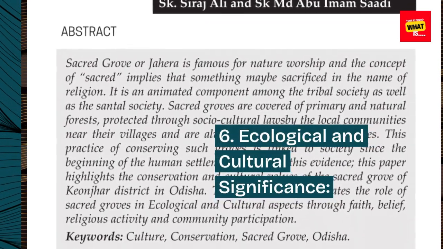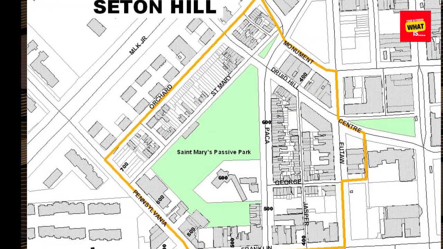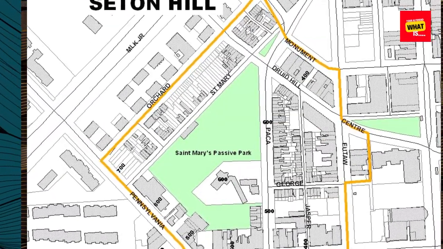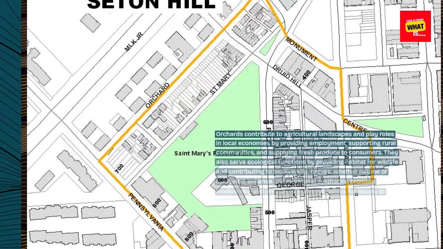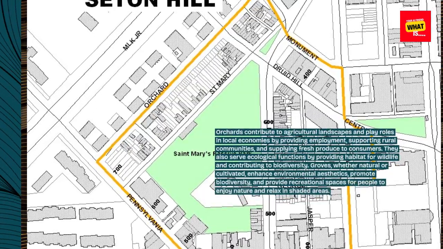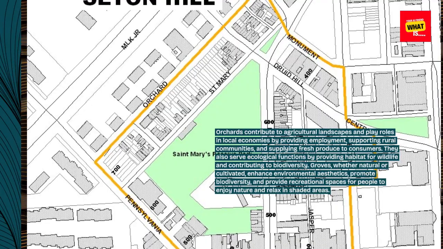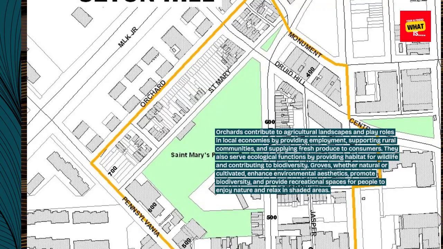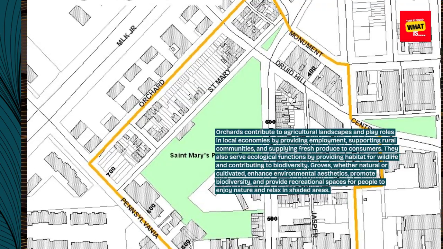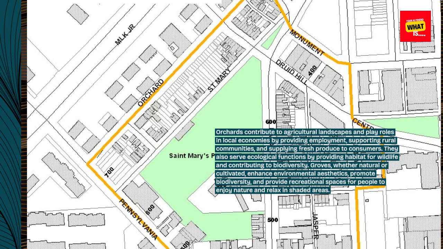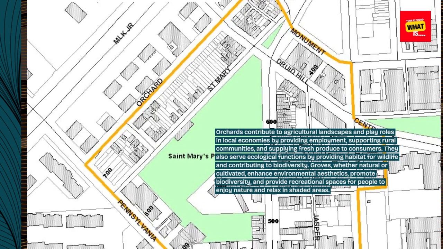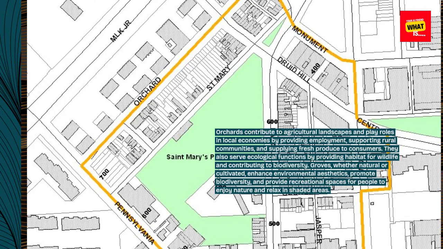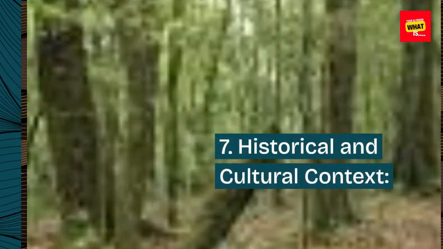6. Ecological and cultural significance. Orchards contribute to agricultural landscapes and play roles in local economies by providing employment, supporting rural communities, and supplying fresh produce to consumers. They also serve ecological functions by providing habitat for wildlife and contributing to biodiversity. Groves, whether natural or cultivated, enhance environmental aesthetics, promote biodiversity, and provide recreational spaces for people to enjoy nature and relax in shaded areas.